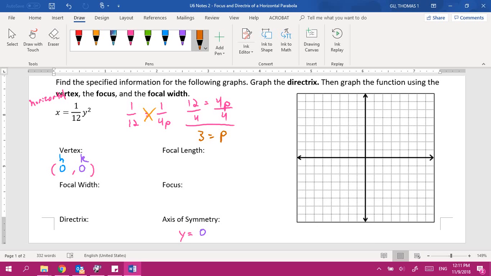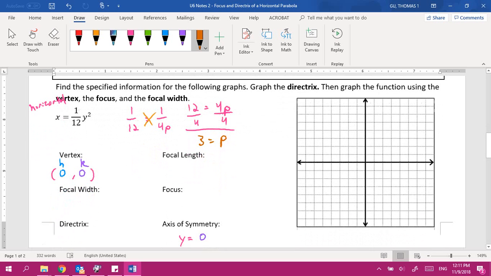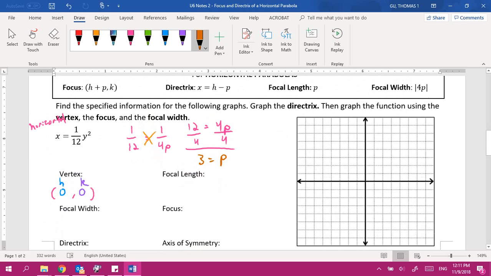We have h, we have k, we have p, because you can see every single formula just uses h, p, and k. So we have all of those now. All right, so what is your focal length here? 3. That's right, because the focal length is p. Remember, focal length is p. That's the distance between the vertex and the focus. Next, how do you find the focal width?